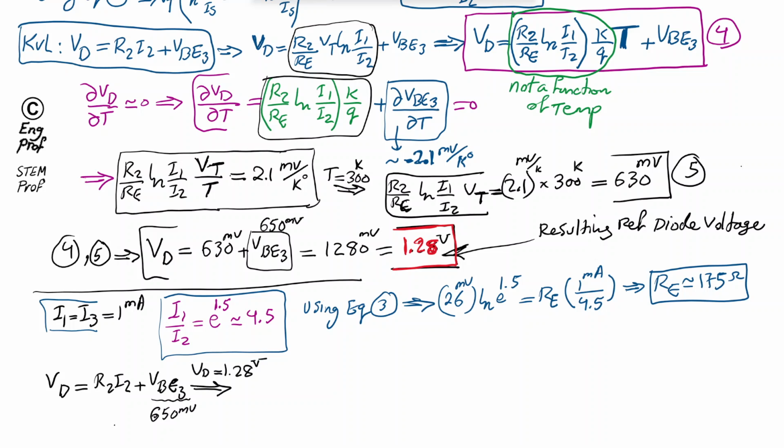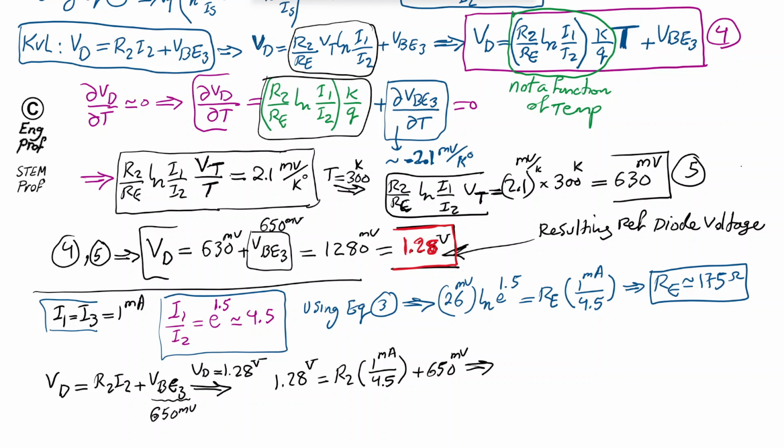So let's just substitute, and I2 is the one that I just computed, which I said is equal to 1 milliamp divided by 4.5. So let's just do that. We get 1.28 volt is equal to R2 times I2, which is 1 milliamp divided by 4.5, as I just mentioned, and then plus 650 millivolt.